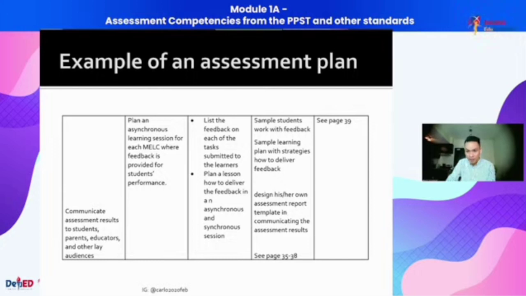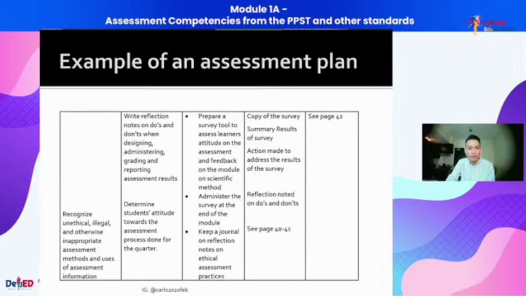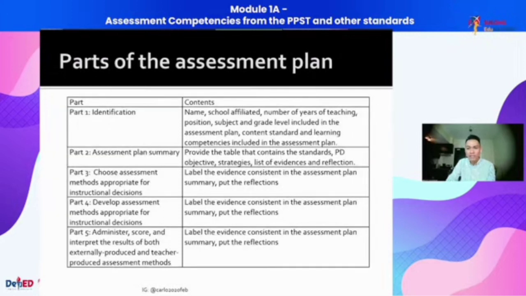And then you will notice that the page number is indicated below. And when we look at the assessment plan, this is the page number where we can see these evidences. And then on the last column, this is the page where the reflection is actually going to be found. Okay, so this is how you actually summarize the parts of your assessment plan.